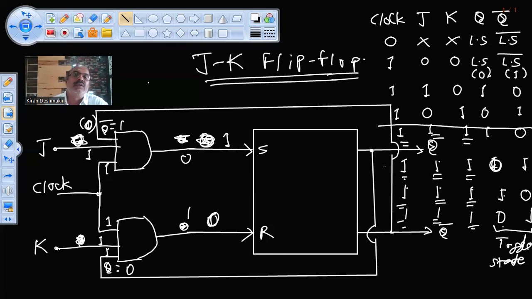What do you mean by toggle state? Toggle state means this type of state, where the output is continuously changing with a clock. Whenever I make the clock 1 and 0, 1 and 0, what will happen? It will change the state. Okay.